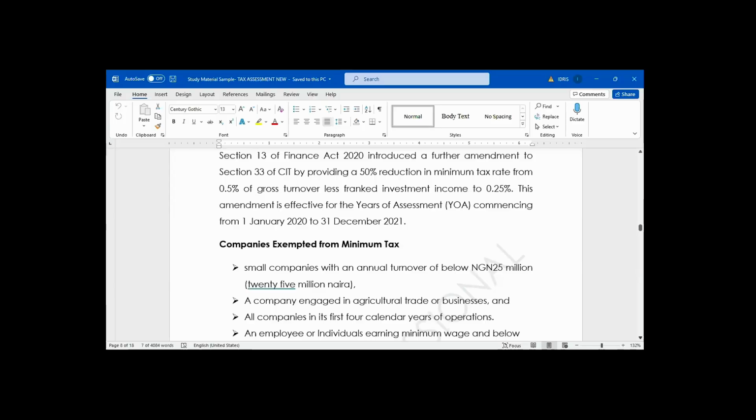All companies in their first 4 years of operation, every new company in their first 4 years of operation, are exempted from minimum tax. Do we understand? Yes, sir.